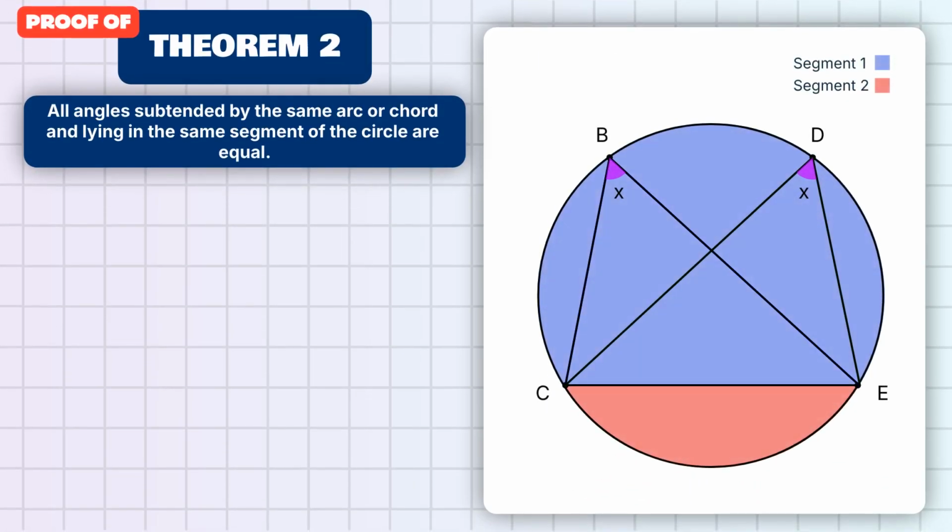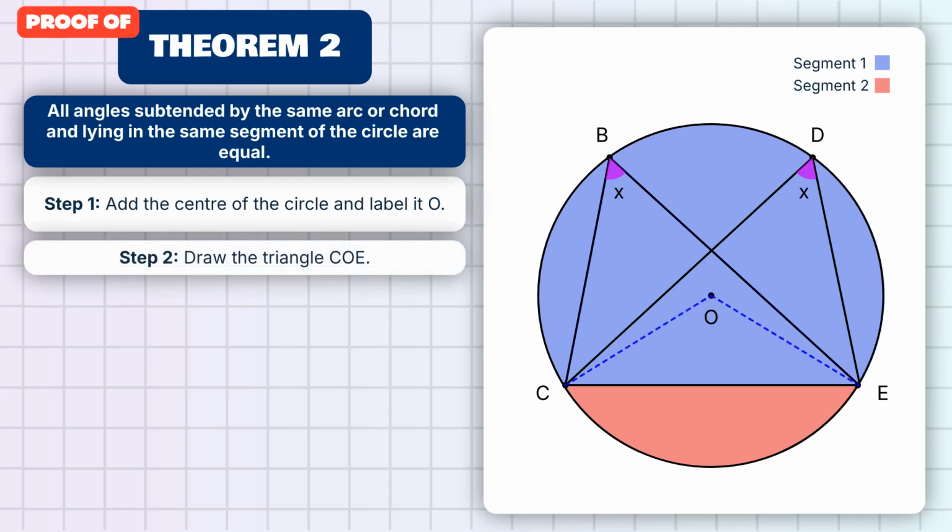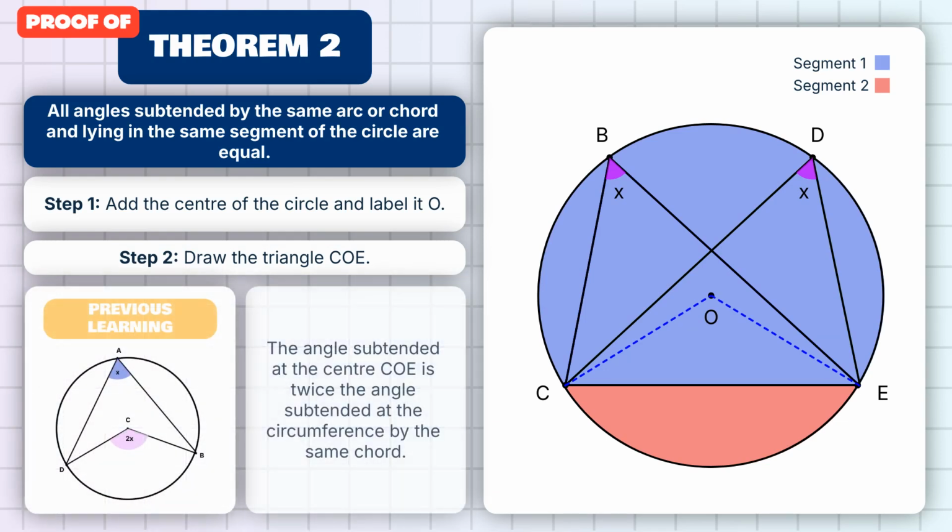Proving this theorem is surprisingly simple. In addition to our diagram above, let's add the center and label it O. We can now draw the triangle COE. In our previous lesson, we learned that the angle subtended at the center COE is twice the angle subtended at the circumference by the same chord. Let's use this theorem to help us with this proof.